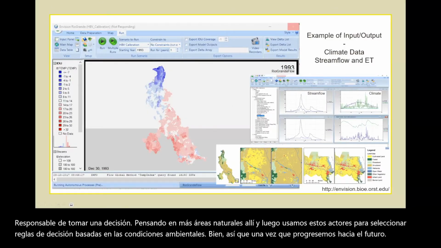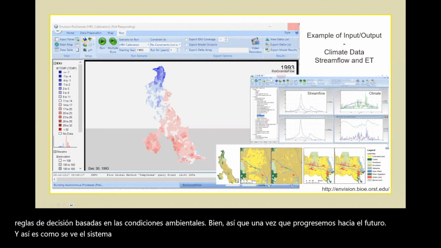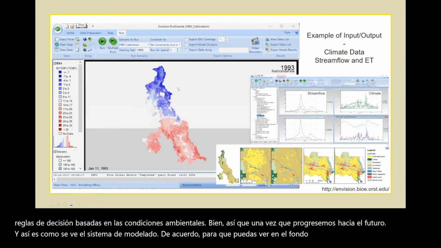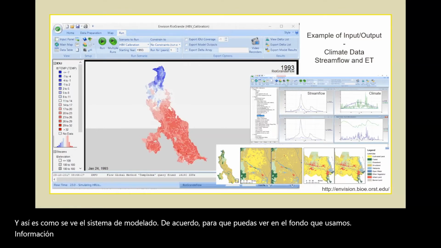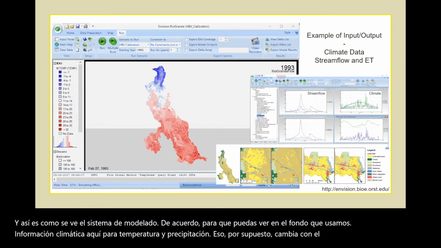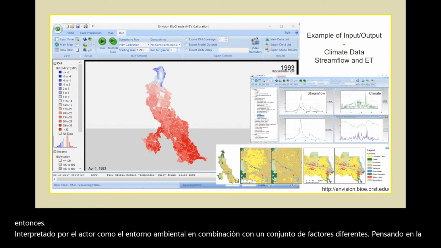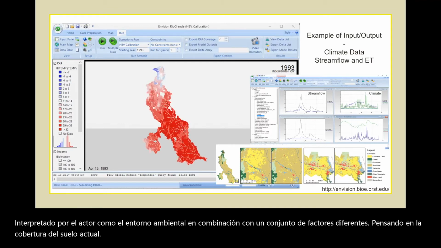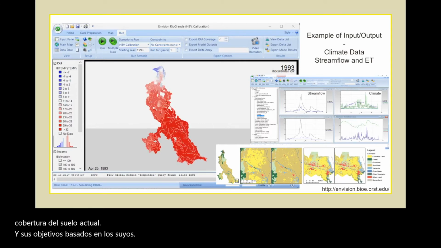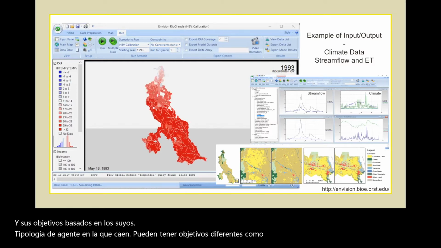This is how the modeling system looks like. Okay, so you can see in the background that we use climate information here for temperature and precipitation that of course changes over time, right? So this is then interpreted by the actor as the environmental setting in combination with a set of different factors, thinking about the current land cover, and their goals based on the agent typology they fall into. They may have different goals like higher production versus nature conservation.